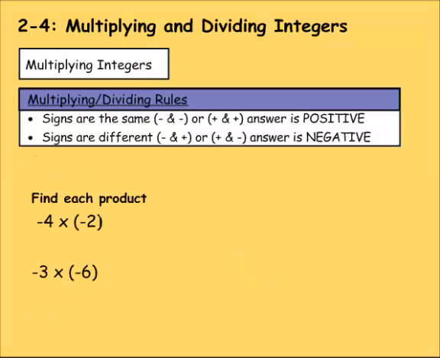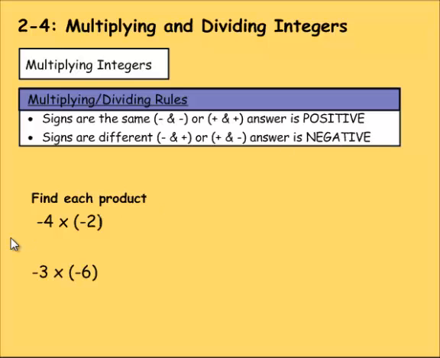Let's do a few problems with this then. Let's actually use the rule here. We have multiplying and dividing rules for negatives and positives. When the signs are the same, a negative and a negative, or a positive and a positive, your answer is going to be positive. If your signs are different, a negative and a positive or a positive and a negative, your answer is going to be negative.